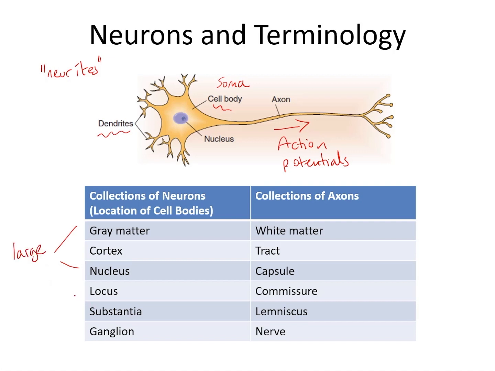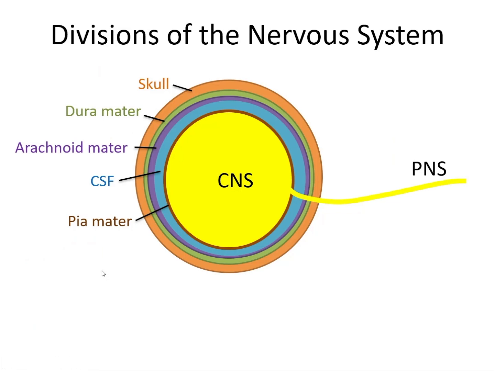Smaller structures, you'll see words like locus, substantia, or ganglion. Similarly, when you look at collections of axons, they might be termed white matter or tracts or capsule, commissures, and smaller structures here, lemniscus or nerve. So a lot of words that all essentially mean similar things here. From an anatomic point of view, the nervous system can be divided into central and peripheral nervous systems, CNS and PNS. And all that distinguishes whether a structure is in one or the other is whether it's inside or outside the membranous layers called the meninges.